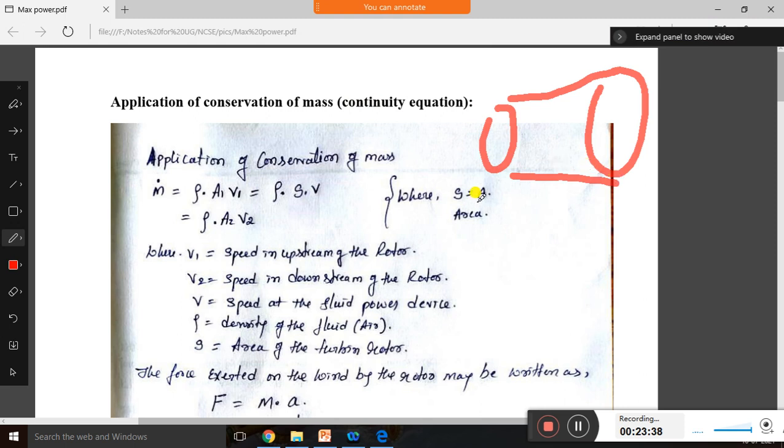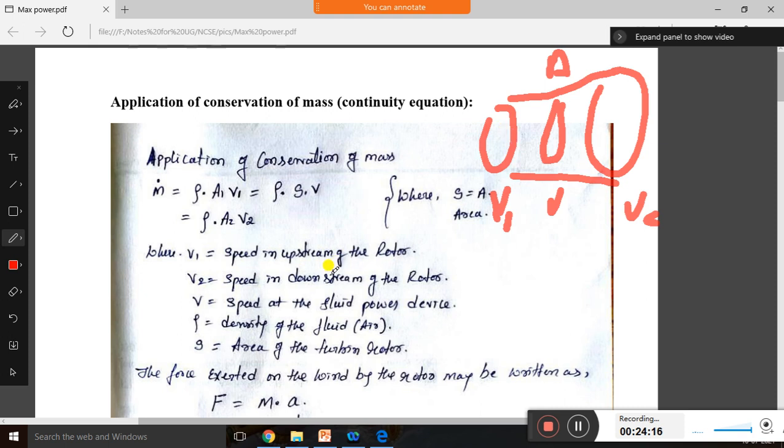From the Betz law, this is V1 and this is V2, and at this junction we can call it V. So this is ρ, density of air, and A1, the area of this, and this we can call A, the swept area, and this is V2 and A2, and V1 and A1. Where V1 is the speed in the upstream, and V2 is the speed in the downstream of the rotor.